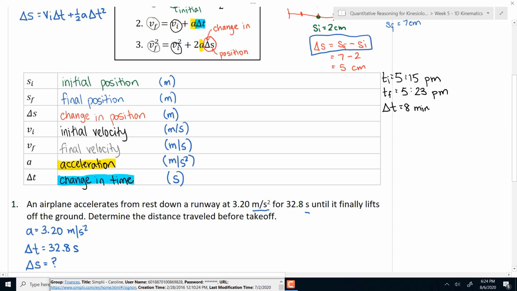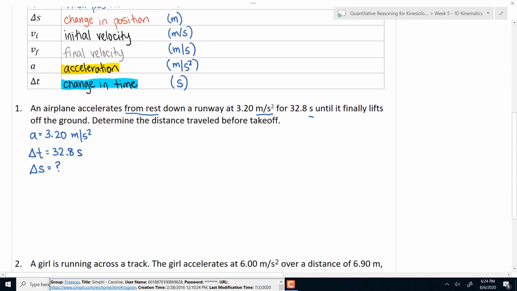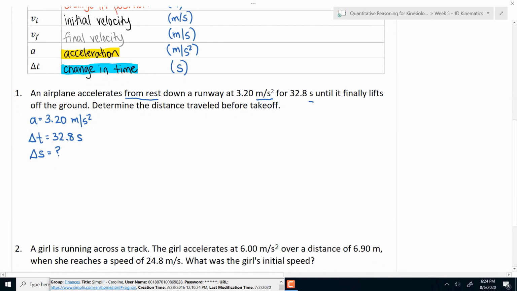It says an airplane accelerates from rest. So that is actually giving us a piece of information that we had missed. What information is that? It's telling us that the airplane starts at rest. So what does that mean? It's resting, it's not moving yet. So its initial velocity is 0. V initial equals 0. And I'll put in the units, meters per second.